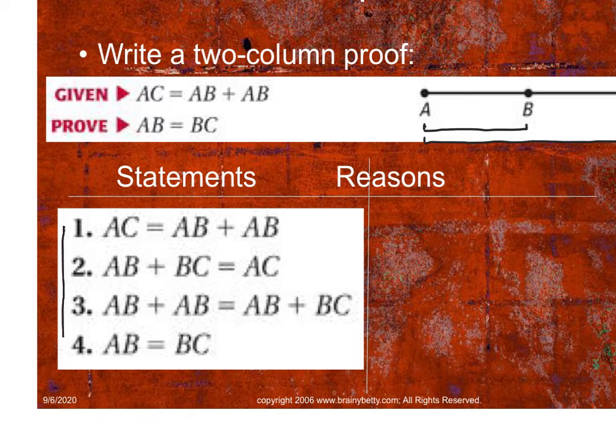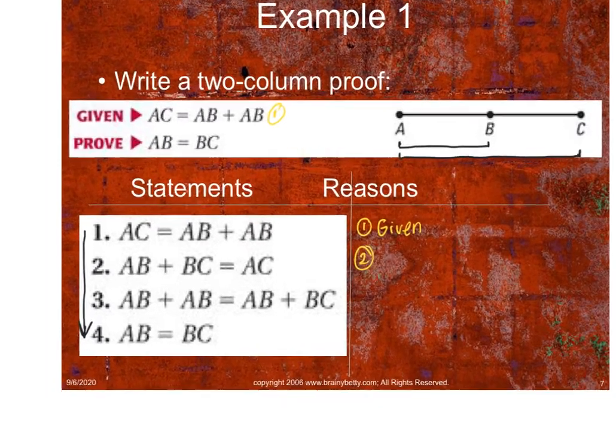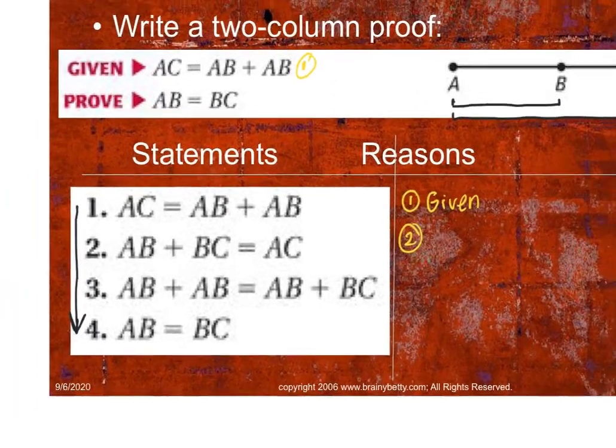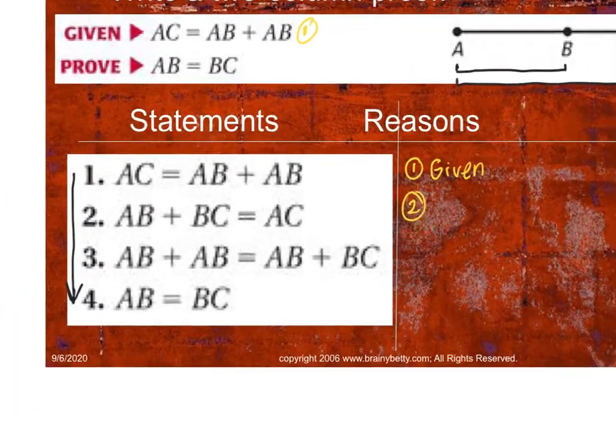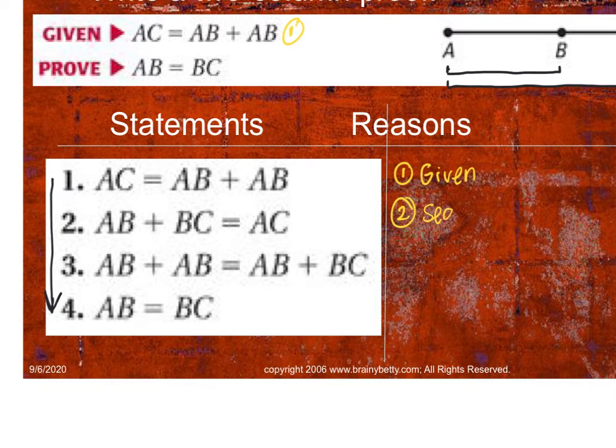These are all the statements of the proof. And what we have to do is come up with the reasons why they're true. So this first one is the most obvious. That's just what was given because it told us this up here, okay? So this is given. The second one, going from step 1 to step 2: AB plus BC equals AC. Well, we know that from the segment addition postulate because B lies between A and C, therefore we can state that. So this is the segment addition postulate.